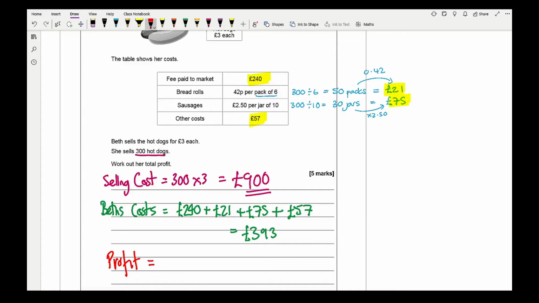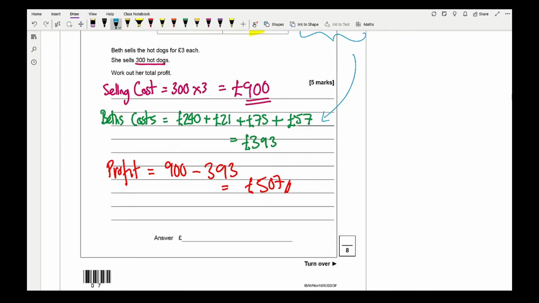Now in terms of the profit, that's going to be £900 minus 393, and again enter that on my calculator. It gives me an answer of £507. Now, one thing you just need to make sure is that you're including all of this working out in your answers as well. And again, looking at the key bits, if I just write £507, that should be absolutely fine for that.